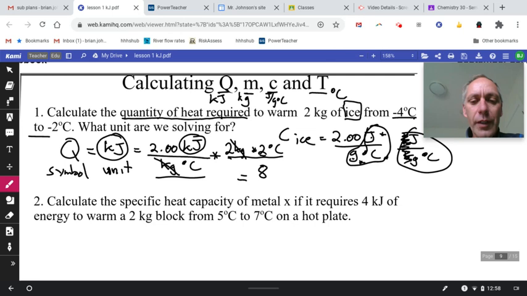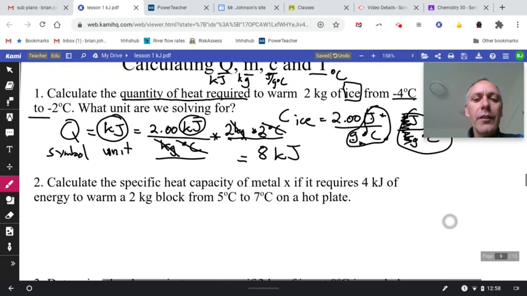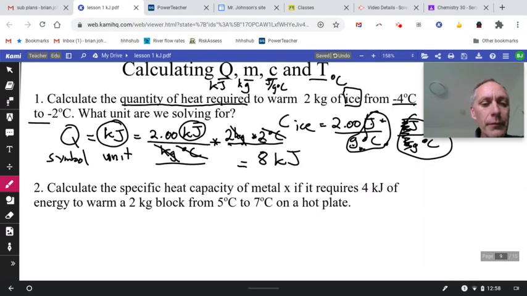And our units, degrees Celsius, cancel out. We're left with kilojoules. 8 kilojoules is the quantity of energy or heat required to warm 2 kilograms of ice 2 degrees Celsius. So that's how these work. Okay, let's try another one.